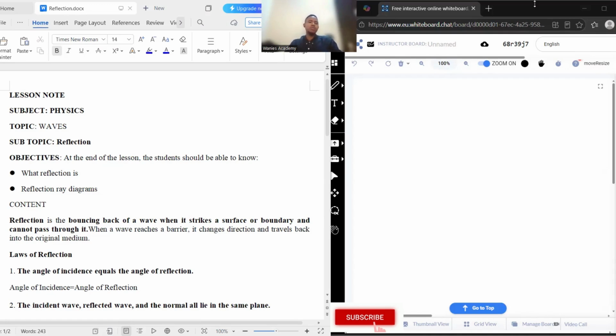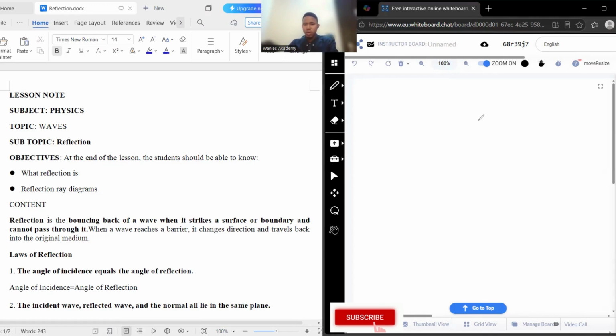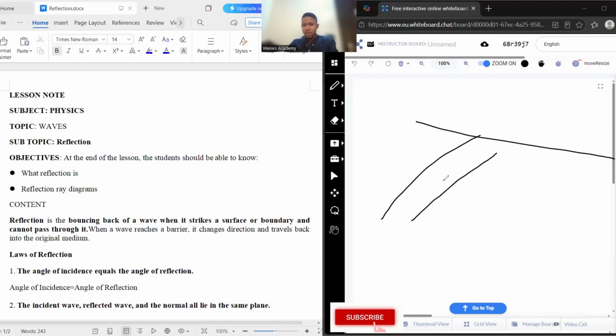What is reflection? Reflection is the bouncing back of a wave when it strikes a surface or a boundary that it cannot pass through. See, that bounce back is what we call reflection. So let's think of it that we have a ray. This is a ray moving, but we have a surface here. See, at this point, when all these rays get to a certain point here, there will be a bounce back of it, and that is what we call reflection. So this is incident, while this is reflection.